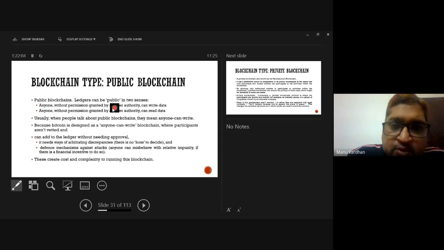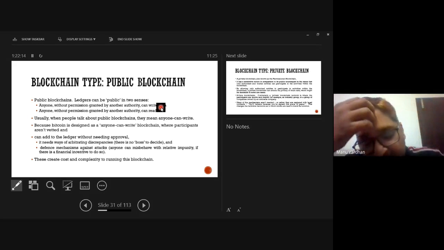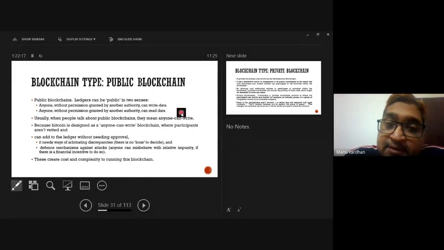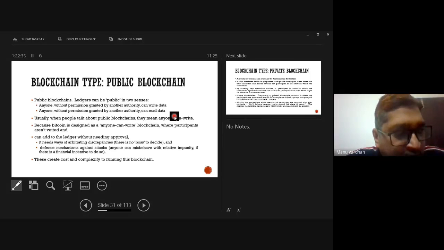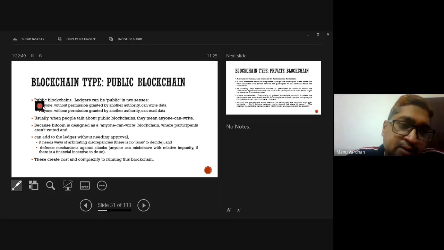But in the public blockchain, anyone without the permission granted by another authority can write the data. So, dear participants, this writing of data on the blockchain will create overhead, because if we are writing something on the blockchain, the blockchain is being modified, and those modifications need to be propagated. The propagation depends on the requirement of the application. It can be propagated immediately, lazily, or on demand. So there are many ways to propagate those changes depending on the application requirement.